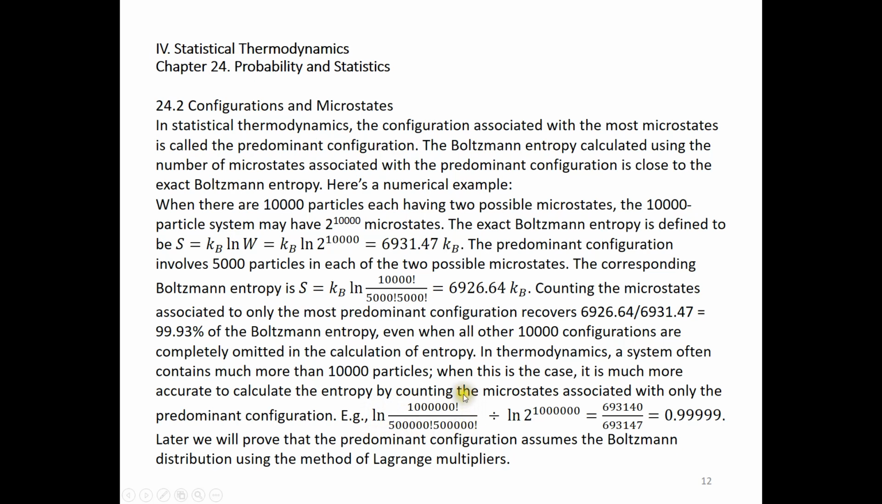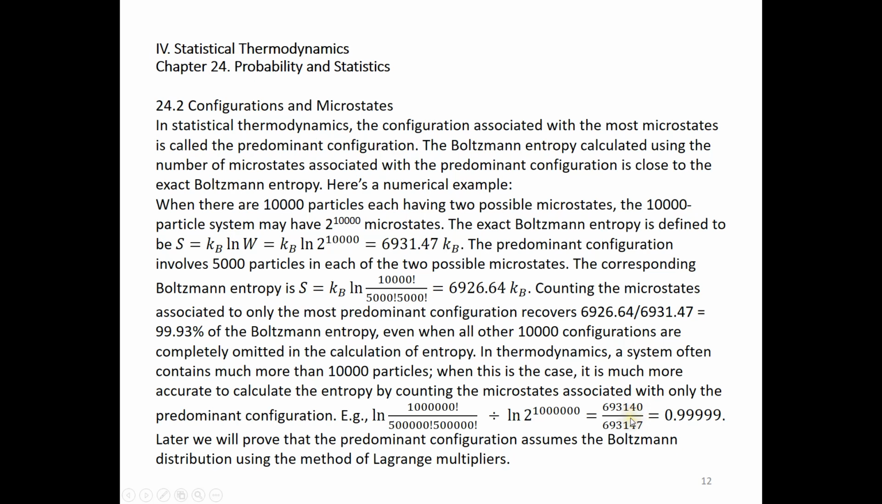So over here, this is the total number of microstates. We're going to take the logarithm of it, and 2 to the power of 1,000,000, that's the total number of microstates. We take a logarithm here because of this Boltzmann equation. We need to take the logarithm of the microstates. And we compare these two numbers. The first number is 693,140. The bottom number is 693,147. So you can see how close these two numbers are.